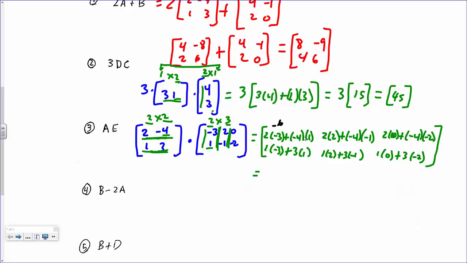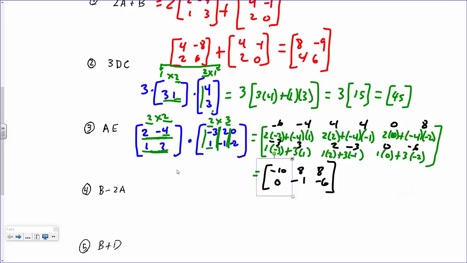That's going to be -6, this times this times this is -4, this times this is 4, this times this is 4, this times this is 0, this times this is 8, this is 0, -6, 2, -3, -3, and 3. So, -6 minus 4 is -10, 4 plus 4 is 8, 0 plus 8 is 8, -3 plus 3 is 0, -2 minus 3 is -1, 0 minus 6 is -6, and lo and behold, that's your final answer. And as I promised, it was a 2 by 3 matrix, and so it is 2 by 3 for the answer. So that's your answer for number 3.